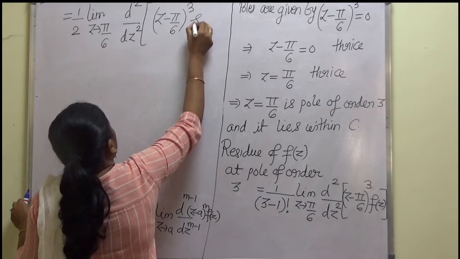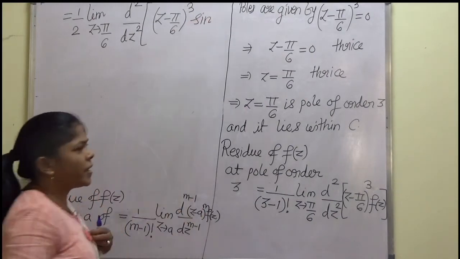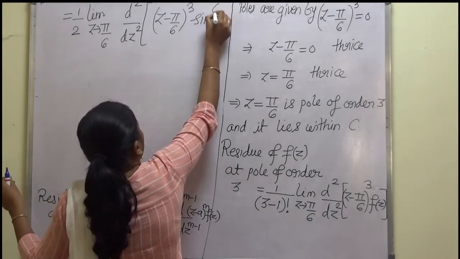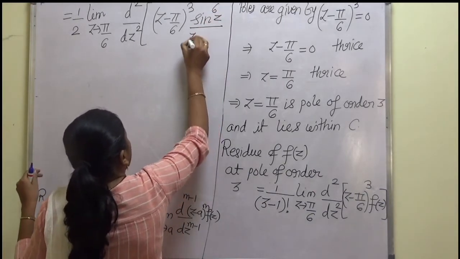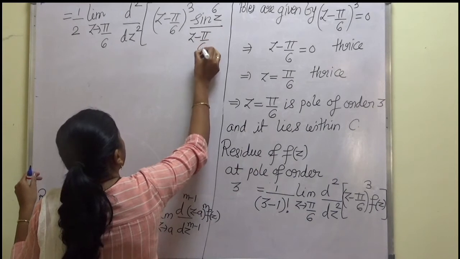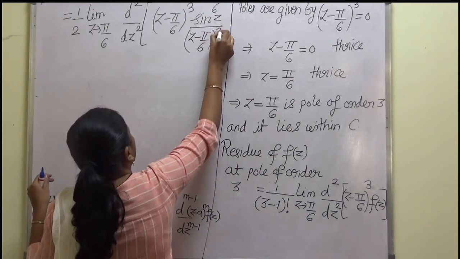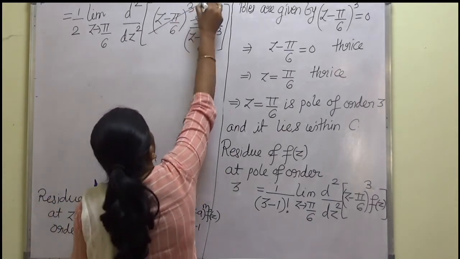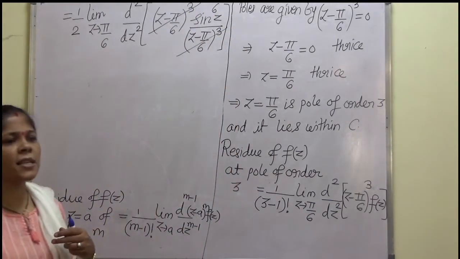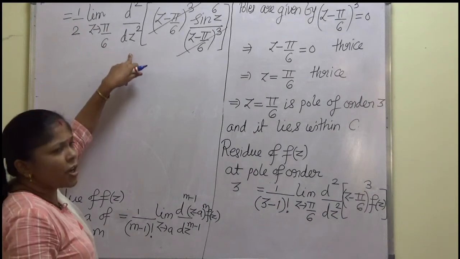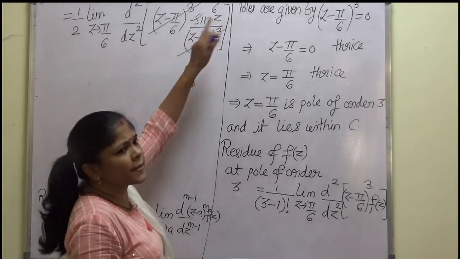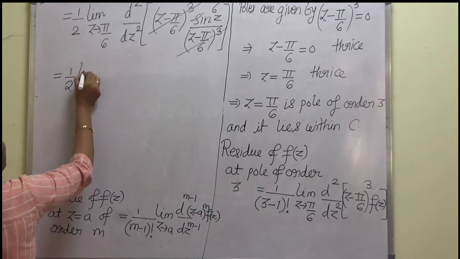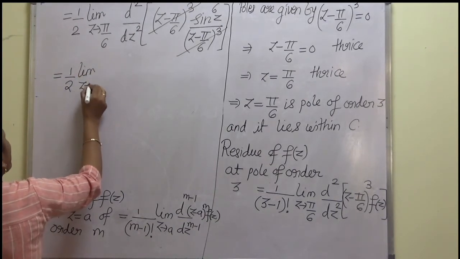What is our f of z? f of z is nothing but sine to the power 6z upon (z minus pi by 6) whole cube. So what do we find here? Before simplification, this gets cancelled. So I have to just differentiate sine to the power 6z twice, and then apply the limit. So it is 1 by 2 limit z tends to pi by 6.